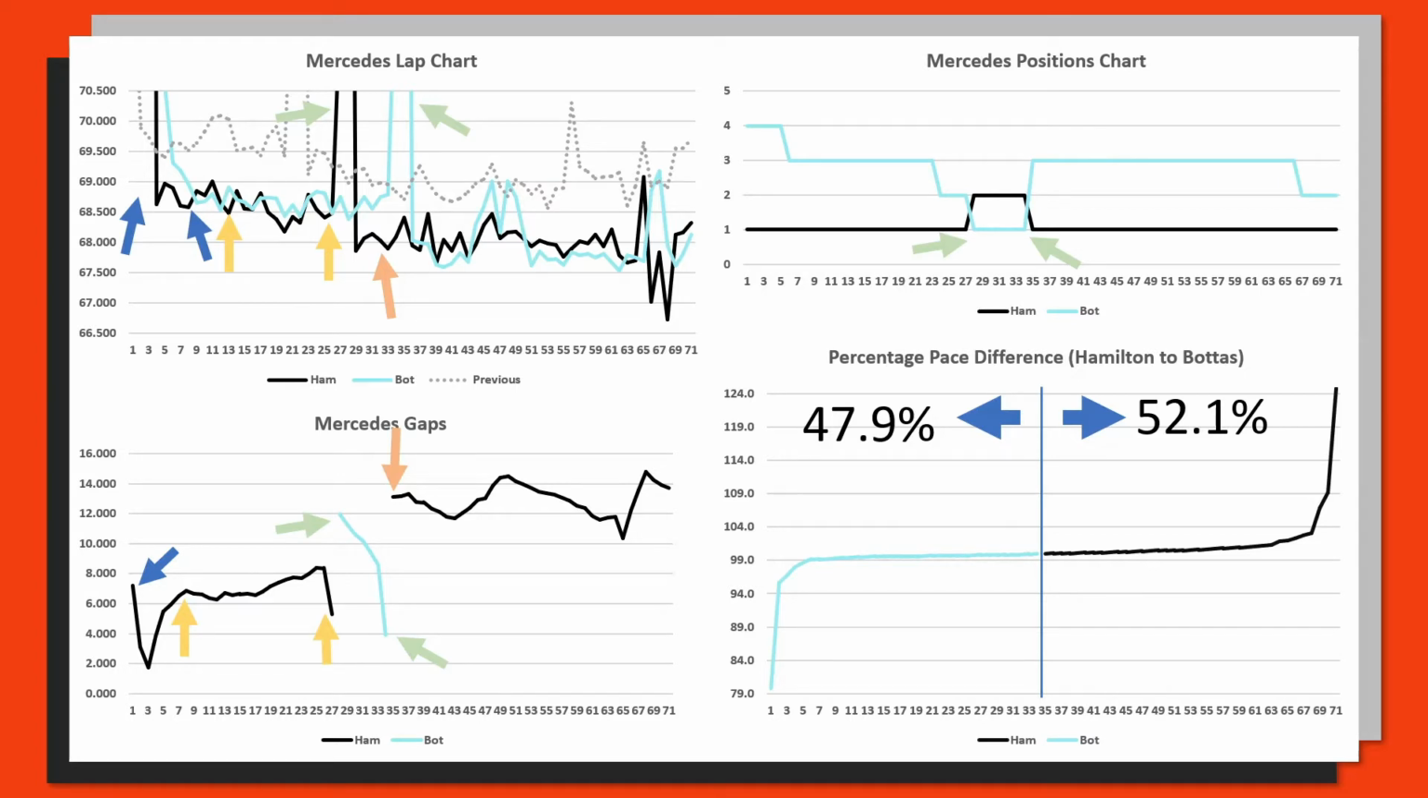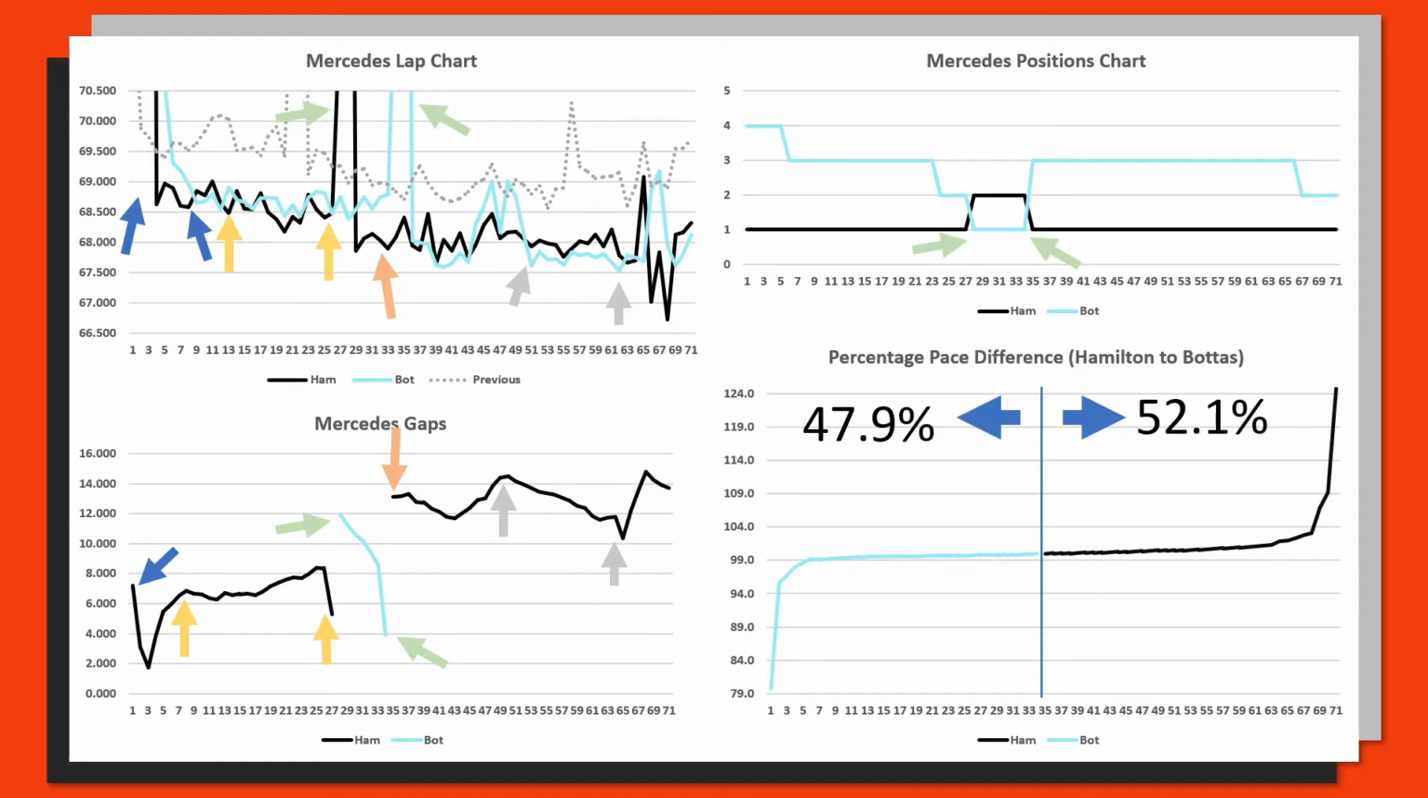Then not much else happened in this graph apart from this section here where Valtteri Bottas is just quicker than Lewis Hamilton, and that is evident in this section here where he closes the gap from just over 14 seconds to just under 12. But other than that, not much else happened in the Mercedes graph.